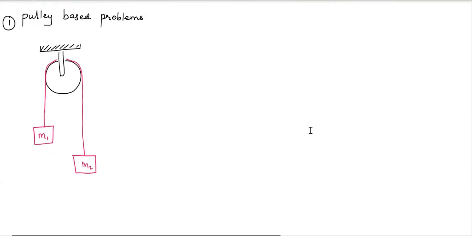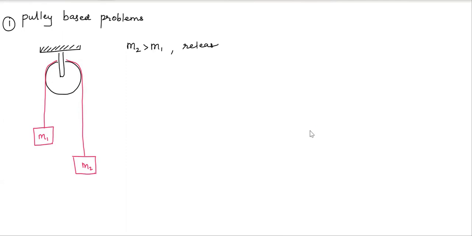So first we will look at this pulley based problem. Let's say in this particular question, mass m2 is greater than mass m1 and they are released from rest. The question is, what will be their acceleration? We can see that since both objects are tied by one single string, they both will experience the same acceleration. Since m2 is greater, this will accelerate downward, while this one accelerates upward.